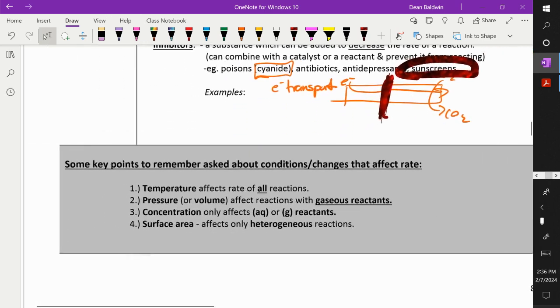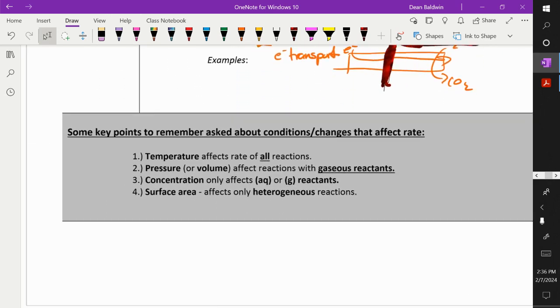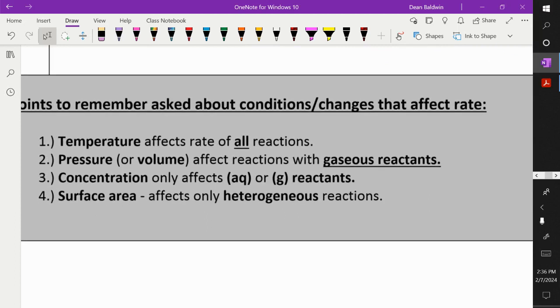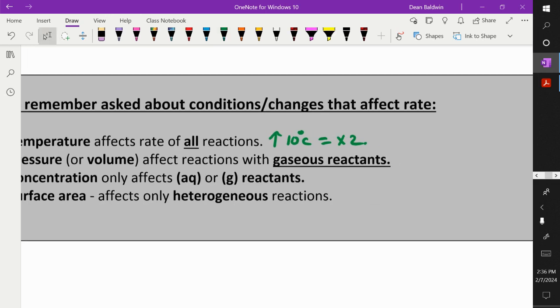So what do we need to remember? Temperature affects the rate of all reactions. If you can increase the temperature, you will increase the rate. For every 10 degrees Celsius increase, the rate is times 2. Pressure and volume affect reactions with gaseous reactants. Decreasing the volume equals an increase of pressure.